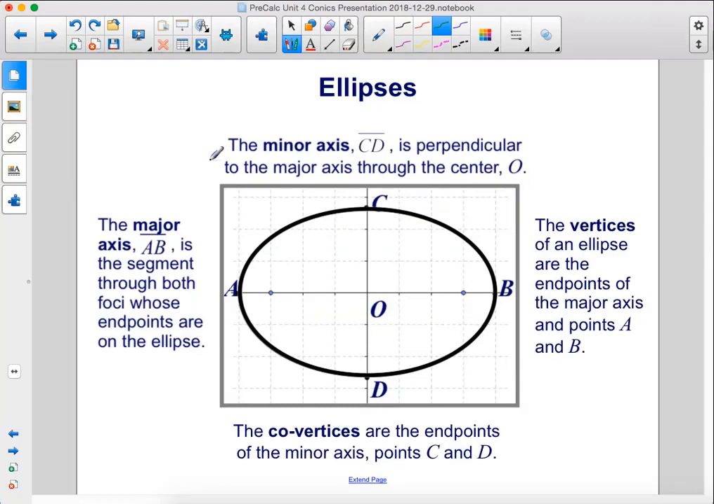The minor axis, CD, is perpendicular to the major axis through the center O. The major axis, AB, is the segment through both foci whose endpoints are on the ellipse. The vertices of an ellipse are the endpoints of the major axis, points A and B. The co-vertices are the endpoints of the minor axis, points C and D.